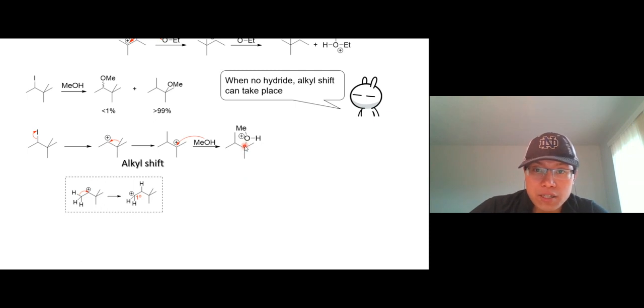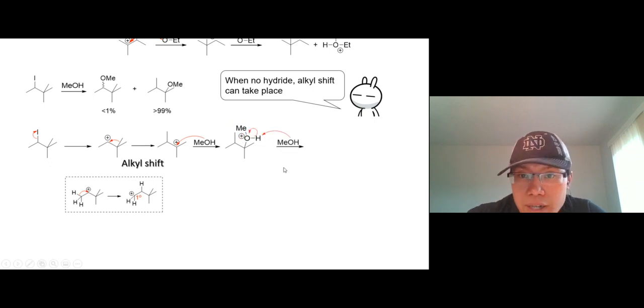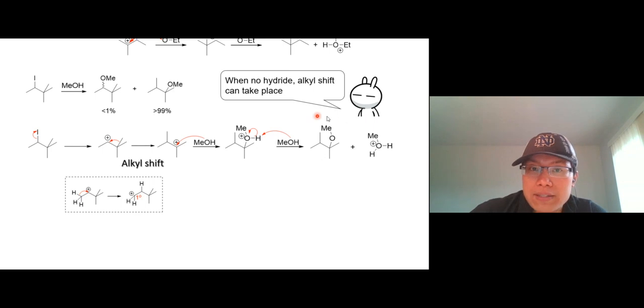All right, so you get that product there. This is not a stereo center. You get only one product here. All right, are we done yet? No, we're not done. This is a strong acid. See that? Oxygen with a positive charge looks just like hydronium ion. So it will dissociate. A solvent comes and grabs a proton. You get the product there. That's the product. There we go.